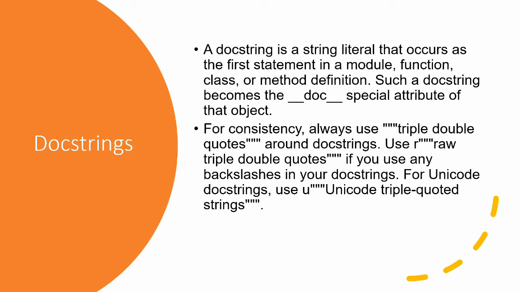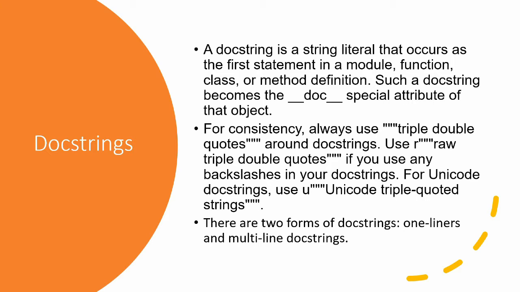And then it says, to make things consistent, you're going to use triple quotes, R if there are any backslashes, and if you're using Unicode characters, because you want special characters, you need a U at the start. And there are two forms, one-liners and multi-line docstrings.